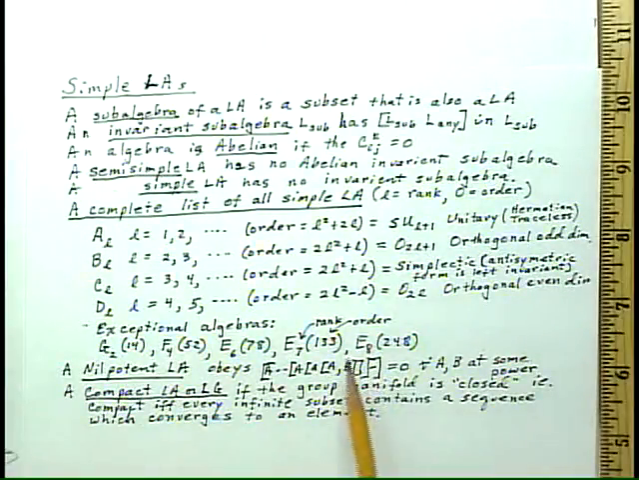Because if we take the commutator of x and p, we get iħ. Well, iħ commutes with both x and p, so no matter how we do this, we end up with 0 pretty soon.